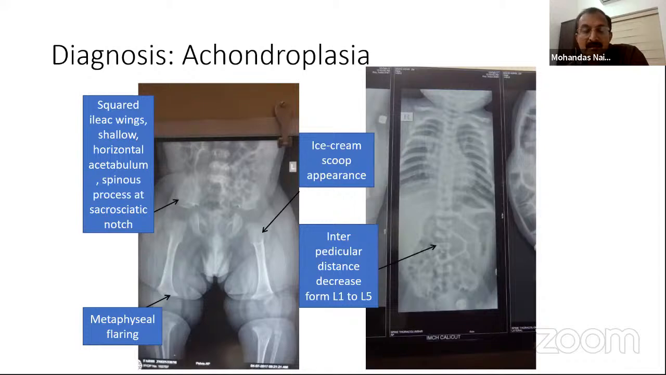And you can assess the interpedicular distance from L1 to L5. So usually from L1 to L5, interpedicular distance increases. Here from L1 to L5, that distance is decreasing. So all these features are suggestive of achondroplasia.